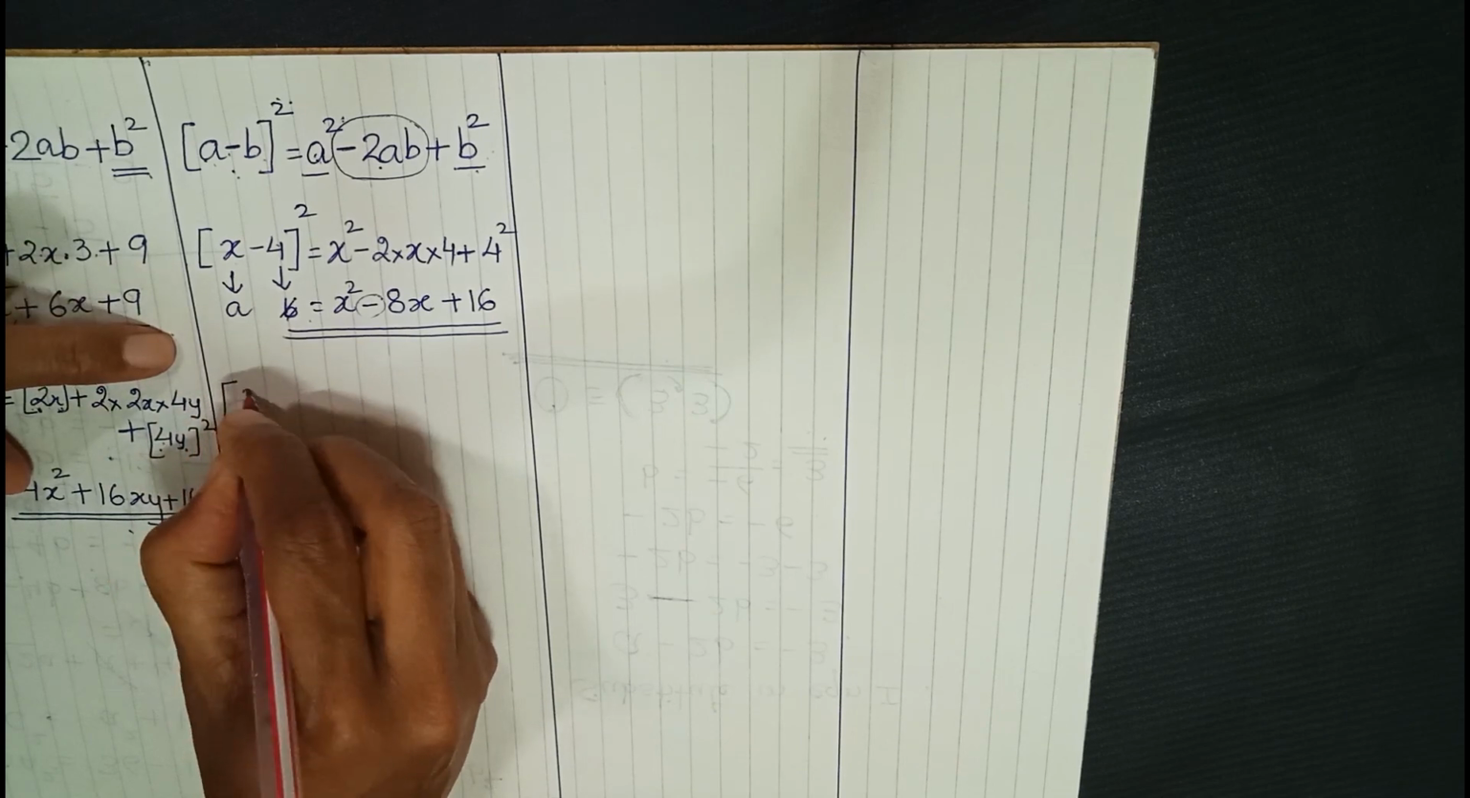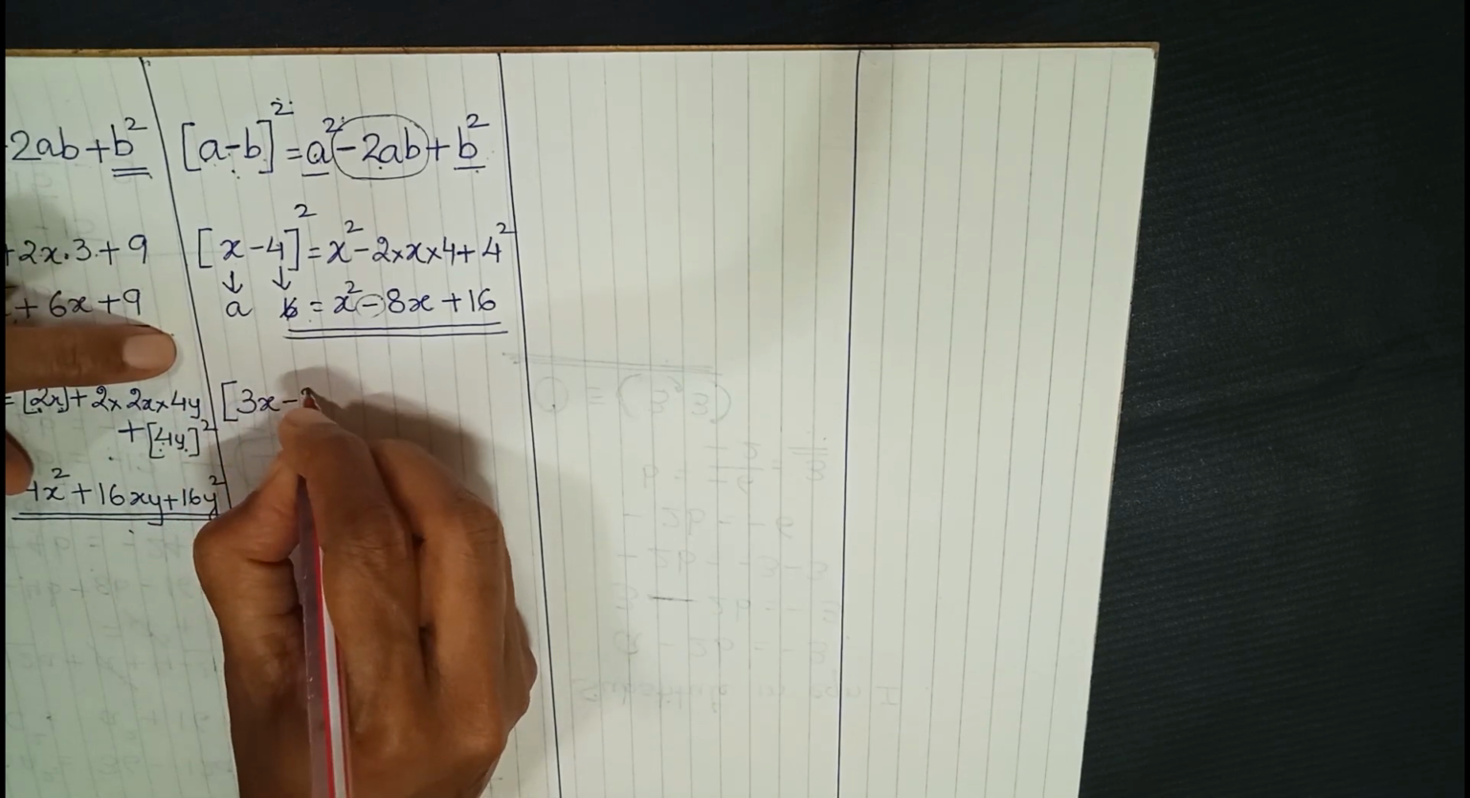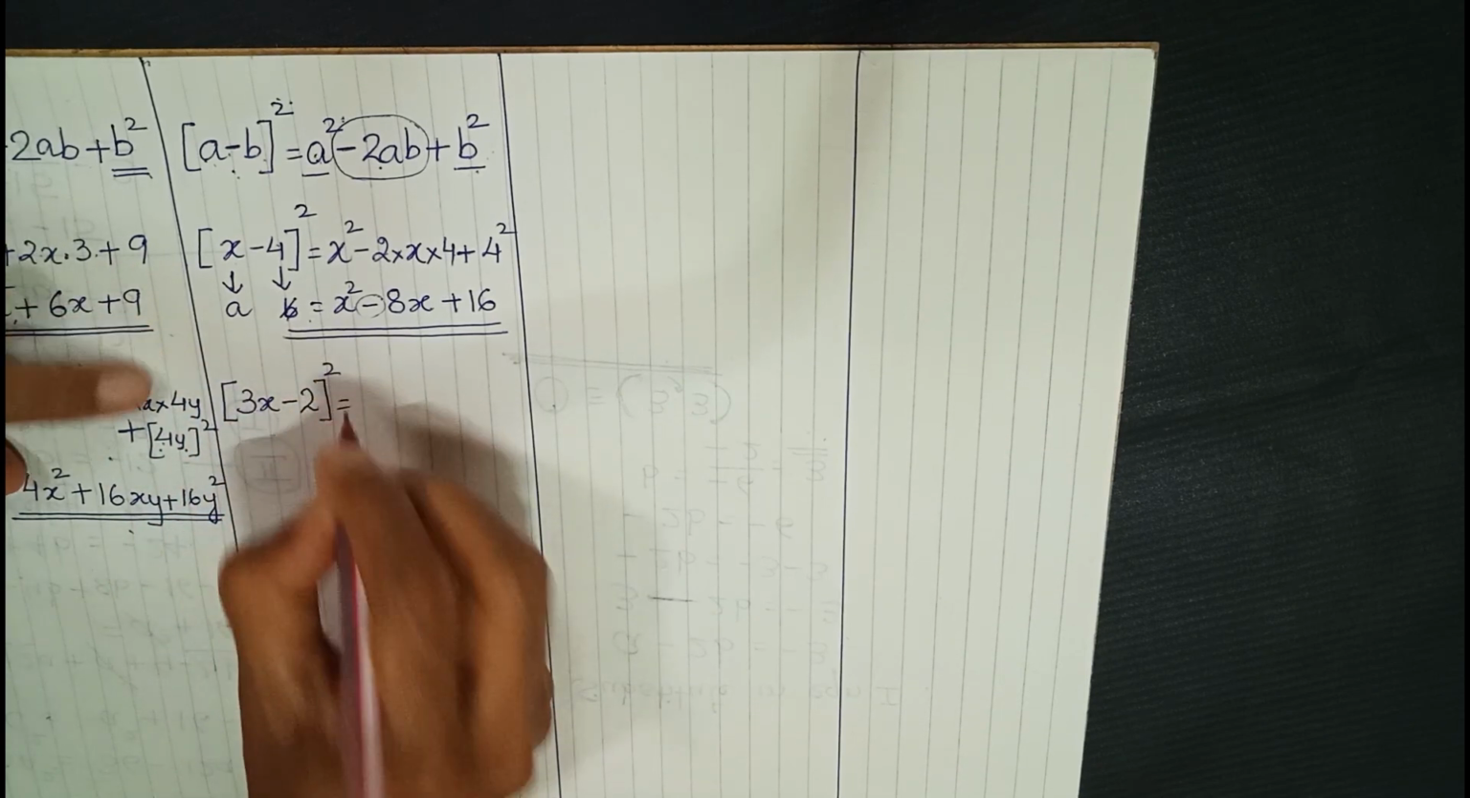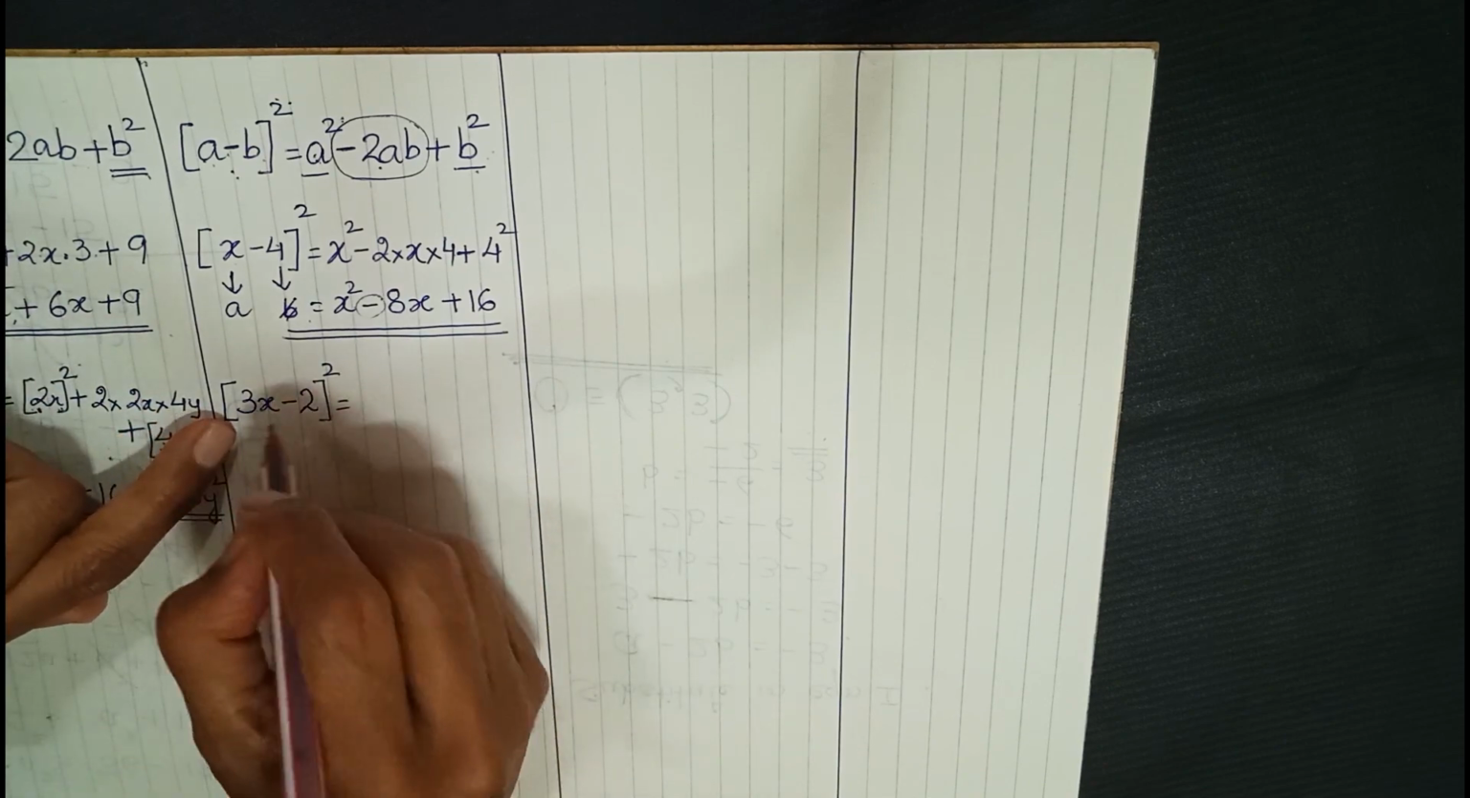Let's very quickly do one more example. Let us say (3x minus 2) the whole square. Now again, the formula is a square.